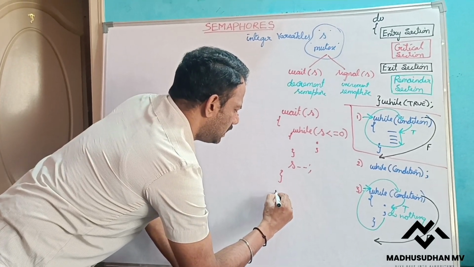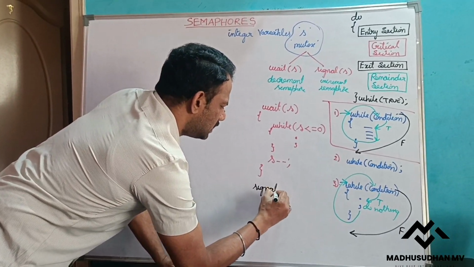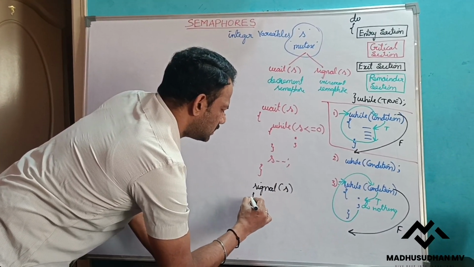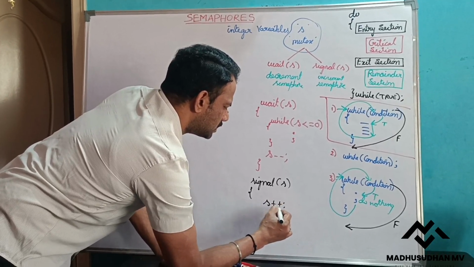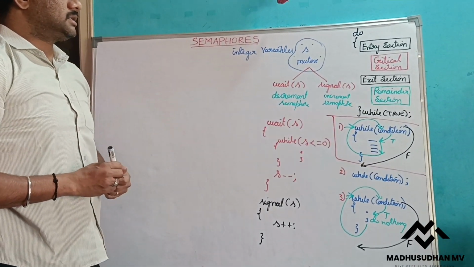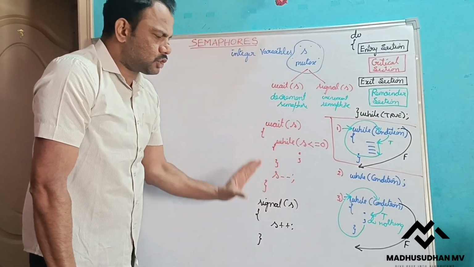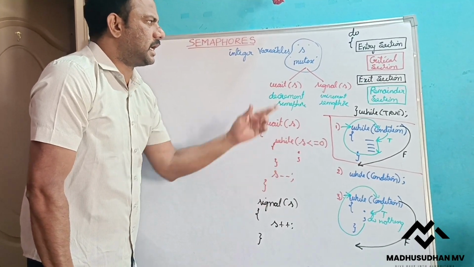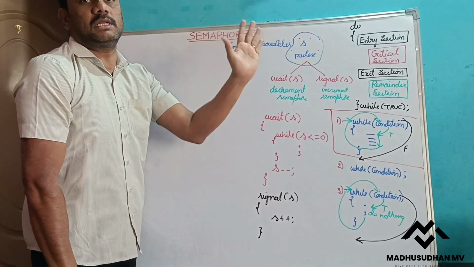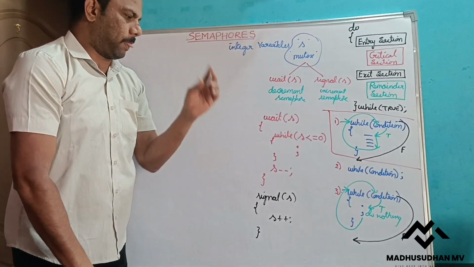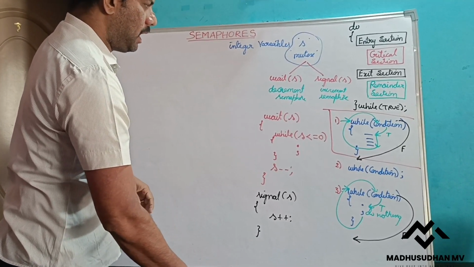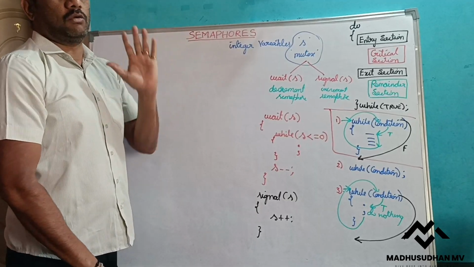Now signal. Signal is very simple. Signal of S just increments the S value. That's it. These are the two atomic operations. Only these two functions can use the semaphores. Nobody else can use the semaphores. That's what a semaphore is. Now, these semaphores may be binary semaphore or counting semaphore.